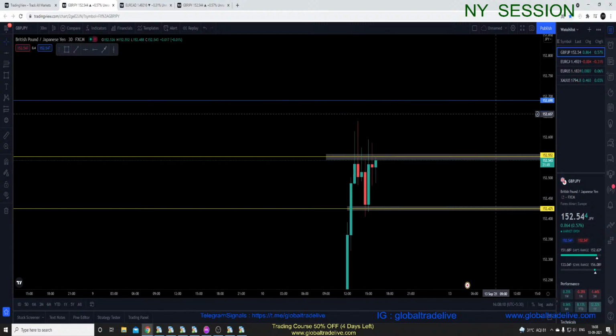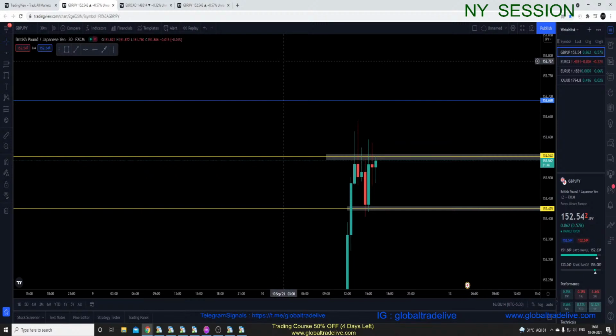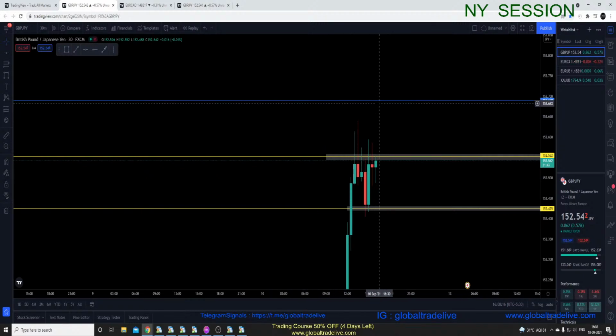So why I drew this blue line at 152.690, that's because I want to be really careful if I execute this trade over here, because all these previous candles failed to maintain their price above. So that's why I have marked this line over here.